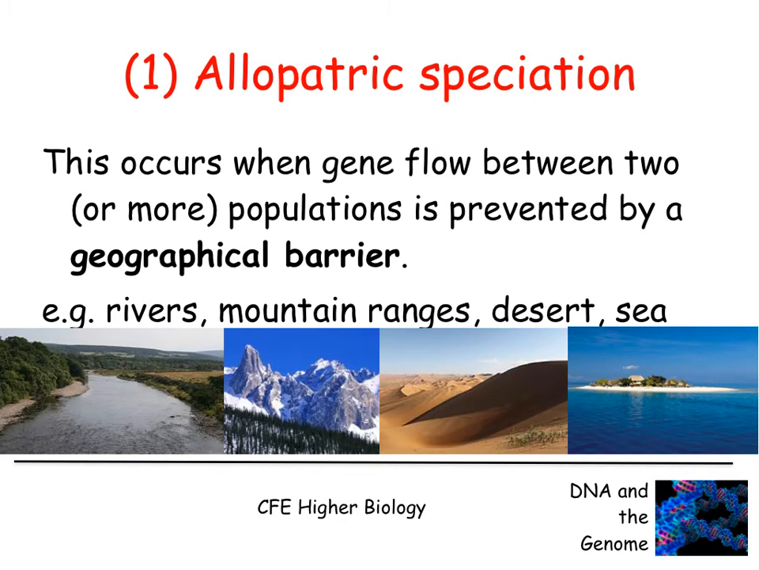So, what do we mean by allopatric speciation? This occurs when the gene flow between two or more populations is prevented by some sort of barrier. You remember we talked about this before when we were looking at genetic drift. That barrier could be something like a river, a mountain range, a desert or a sea.